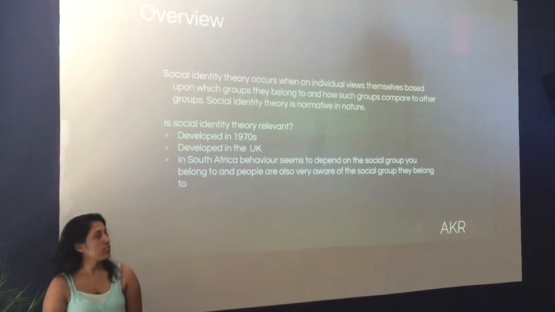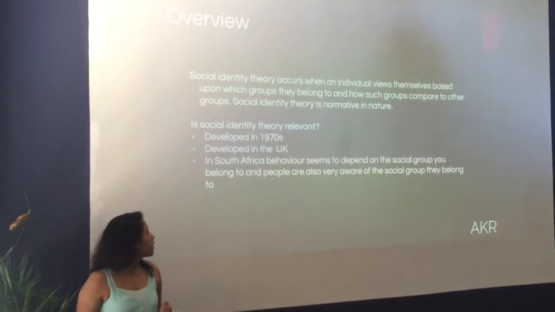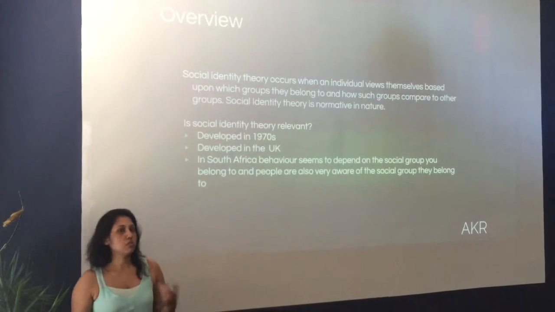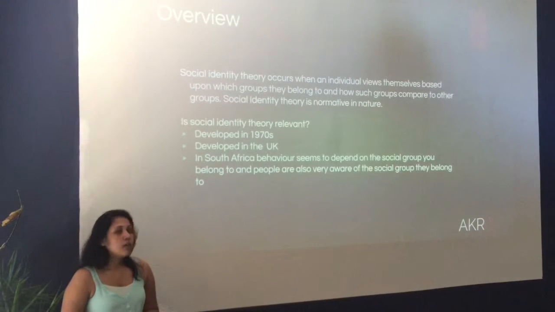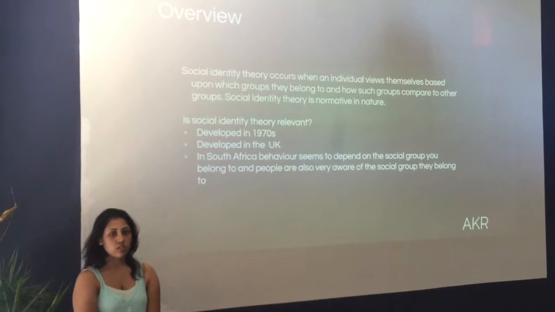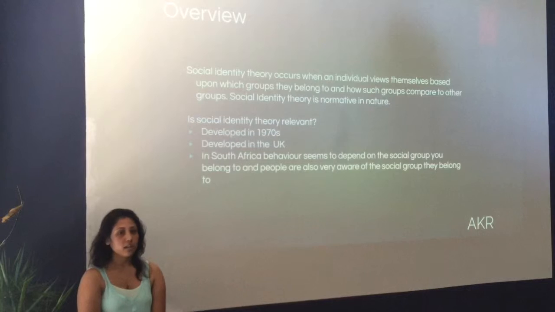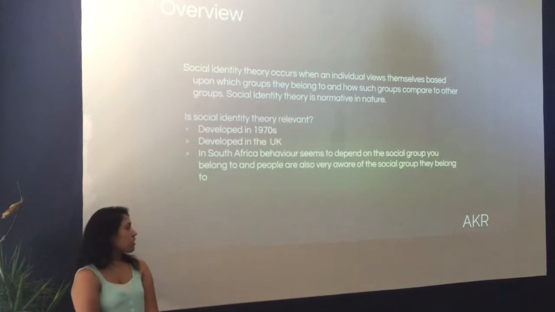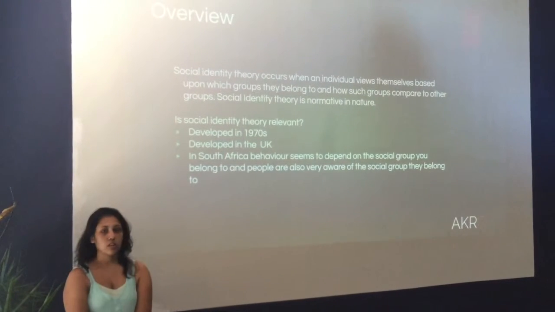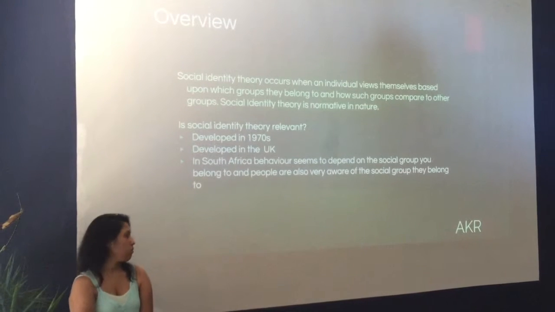Basically, in a nutshell, social identity theory occurs when an individual bases how they perceive themselves on the social group they belong to, and they compare their social groups to other social groups to determine which is the more salient of the two. An important question to think about is whether social identity theory is relevant in South Africa, because this theory was developed in the 1970s and it was also developed in the UK. But in South Africa, it seems to be quite relevant because behavior seems to be dependent on the social group that you belong to, and people are also very aware of the social groups that they belong to.